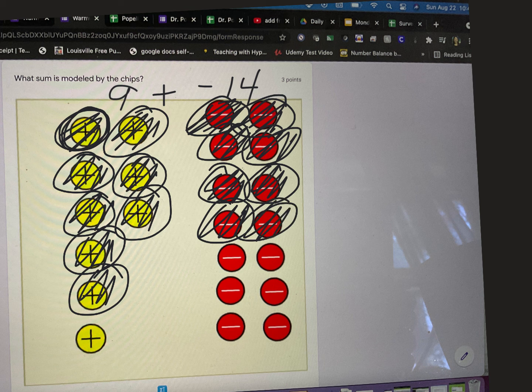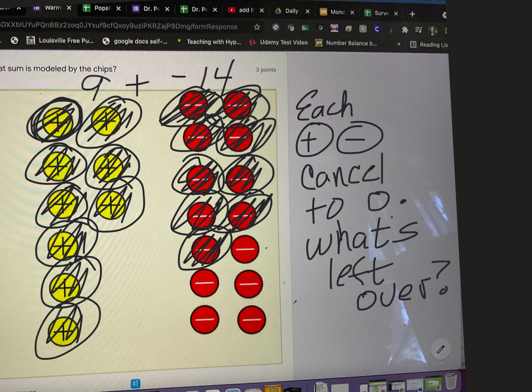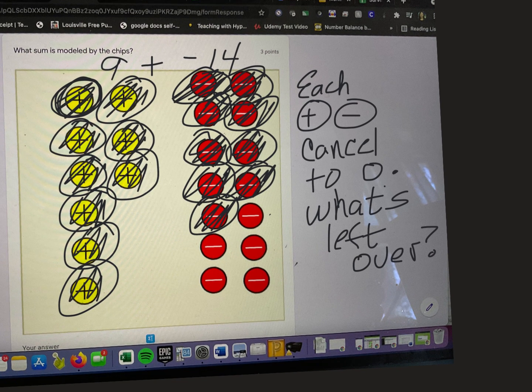So what do I have left? I have 1, 2, 3, 4, 5 negatives left over. So after I get done doing all that canceling, what do I have left over? I have 5 negatives left over. So if you add a positive 9 to a negative 14, after you do all that canceling, you have negative 5 left over for your final sum.